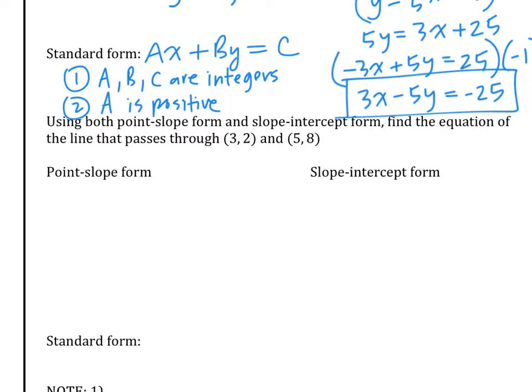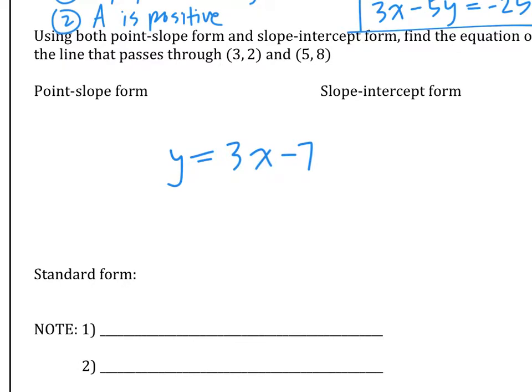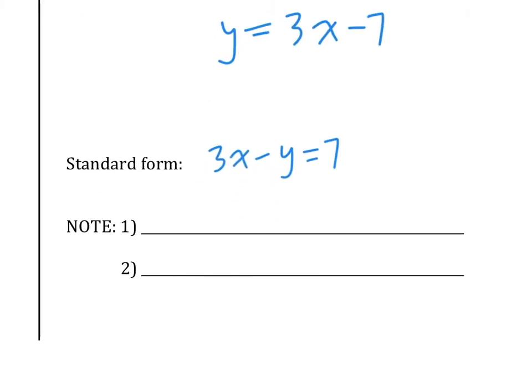Okay, using any of those 2 forms, your equation is still y equals 3x minus 7. Changing it to standard form is 3x minus y equals 7. And sorry about the notes, I forgot that I have this down here. So if you want to just write it down here again, A, B, C are integers, and then A is positive.